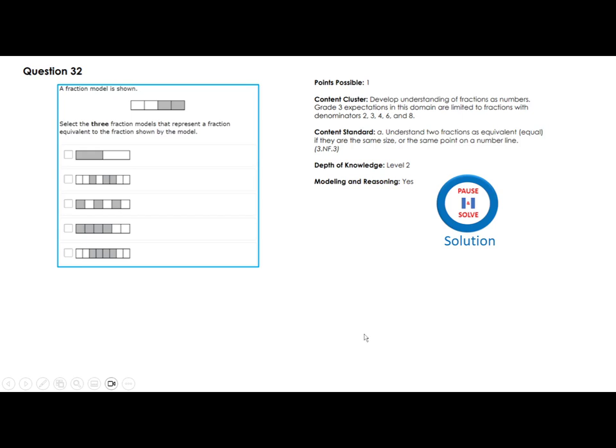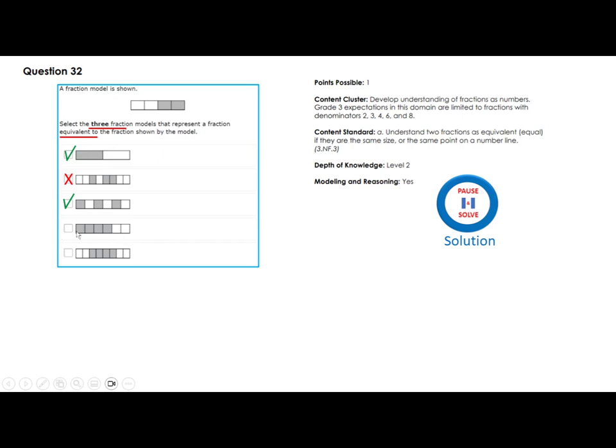A fraction model is shown, select 3, remember 3, you have to select 3 out of this. If you select only 1 or 2, you will not get full points for that. So when you look at this here, 1, 2, 3, 4, that's 2 out of 4, that's 1/2. You can visually see that this is 1/2 of the total, right? Now, is this 1/2 of the total? Yes. Is this 1/2? Let's see, 1, 2, 3 shaded out of 1, 2, 3, 4, 5, 6, 7, 8, no. Is this 1/2? 1, 2, 3 shaded out of 6, yes.